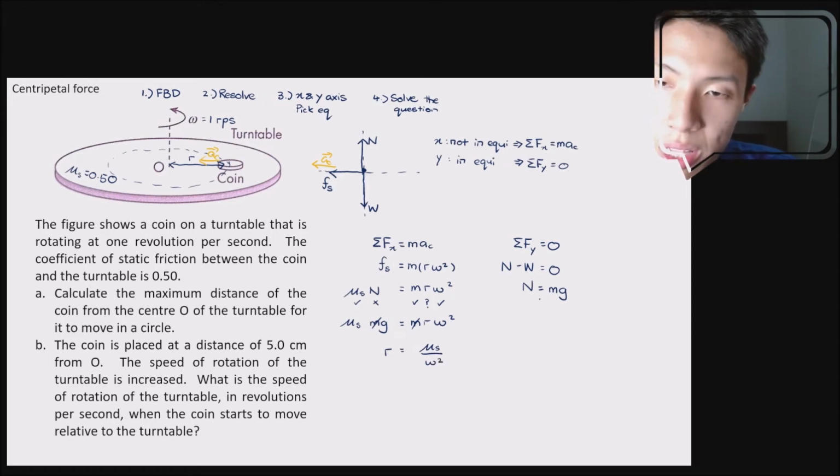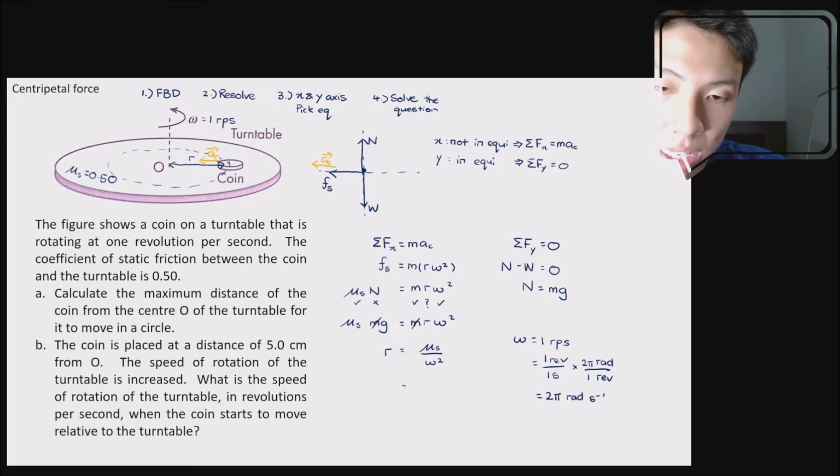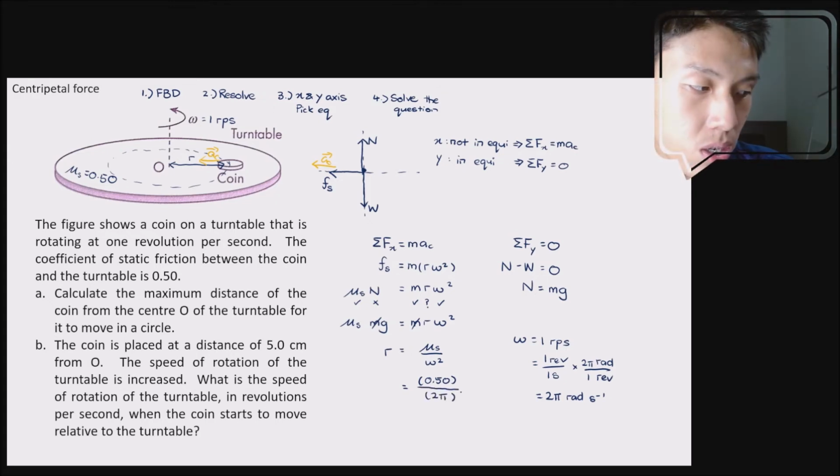Let's figure out what omega is in terms of radian per second first. Omega right now is 1 revolution per second, 1 rps. If we want to convert it, you want to eliminate the revolution and bring in radian instead. So 1 revolution equals 2 pi radian, which means this is 2 pi radian per second. So you can substitute in your 0.50 over here, then your omega should be 2 pi square.